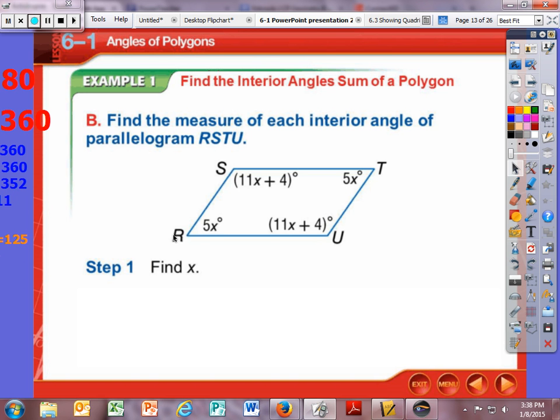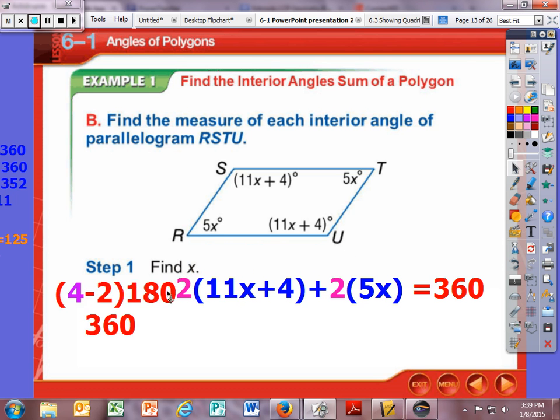Well, if it has 4 sides, then the sum is going to be calculated with that nice formula that we just discussed, n minus 2 times 180. So again, this has 4 sides, so let's plug in a 4. Okay, 4 minus 2 times 180 is equal to 360 degrees. So that means there's 360 degrees inside this parallelogram. So next step, to find x, we have to add all the angles and set the sum equal to what we just found, 360 degrees. So here's what that looks like.